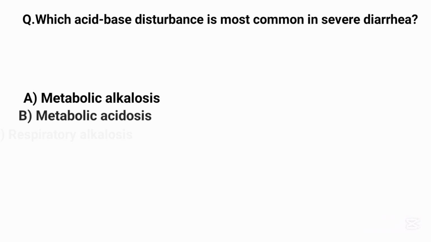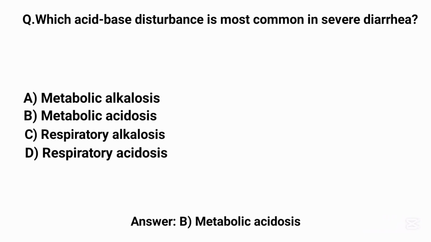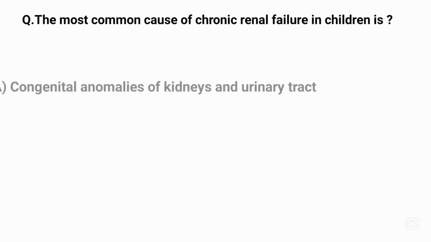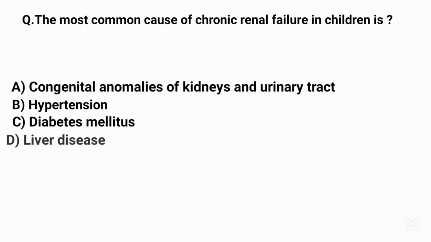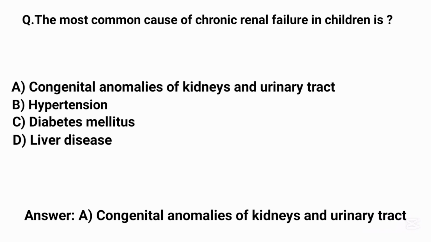Which acid-base disturbance is most common in severe diarrhea? Correct answer is option B, metabolic acidosis. The most common cause of chronic renal failure in children is. Correct answer is option A, congenital anomalies of kidneys and urinary tract.